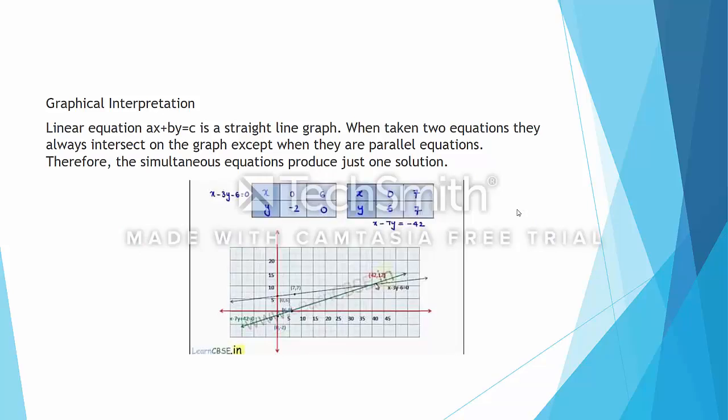Let us look at the graphical interpretation of a 2D transformation. In 2D, the graphical orientation is done in the usual way of orienting the axes with the positive x-axis pointing right and the positive y-axis pointing up. It is also called a right-handed orientation. When two equations are considered, they intersect on the graph except when they are parallel equations. Therefore, only one solution is obtained.